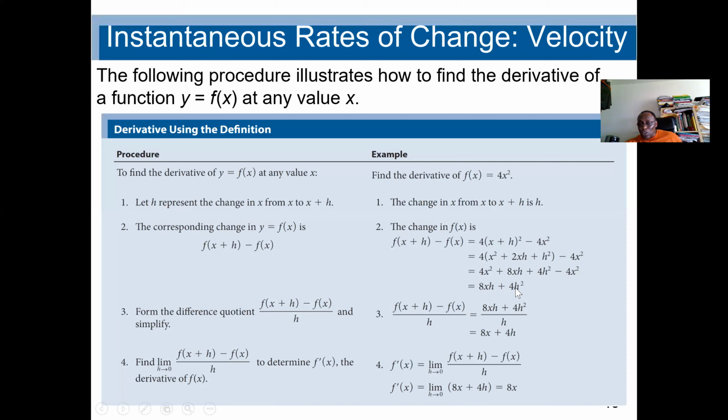Now, remember, this is only for f of x plus h minus f of x. Now, we have the formula saying divided by h also. So we have to divide our solution by h. Now we get 8x plus 4h. Now, since the limit is h approaches 0, we will get 4 times 0 here. So that will give me 0. So my final answer will be, again, 8x.